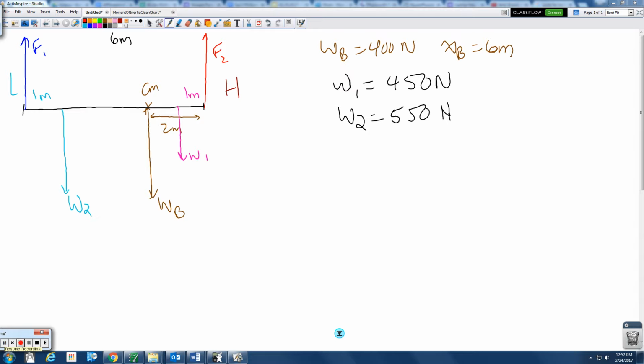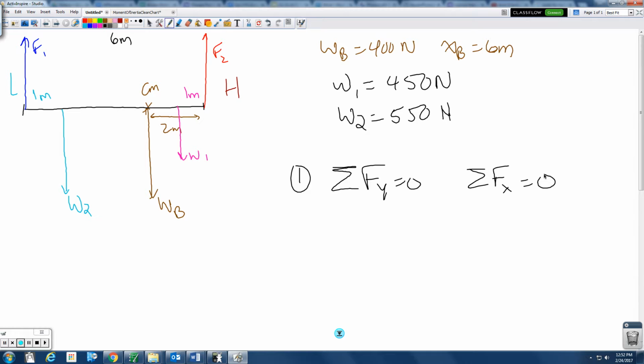Okay, same approach. We'll look at our 2 necessary conditions to find these 2 forces. What conditions do we need for equilibrium? Condition 1 is translational: the sum of the forces in the y must be 0, and the sum of the forces in the x must be 0. Do we have any forces in the x? No. Forces in the y, yes.